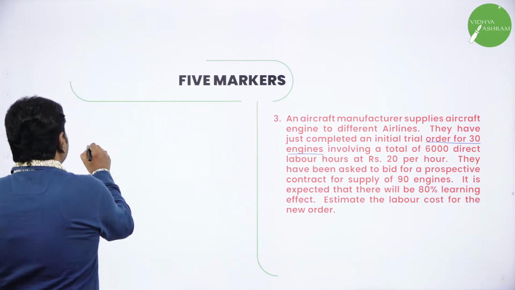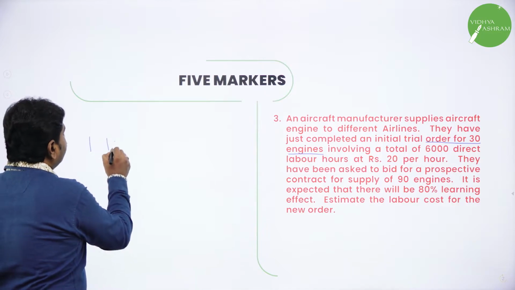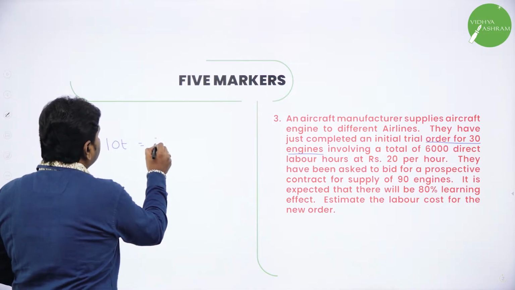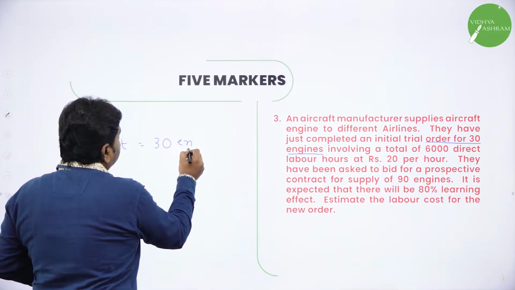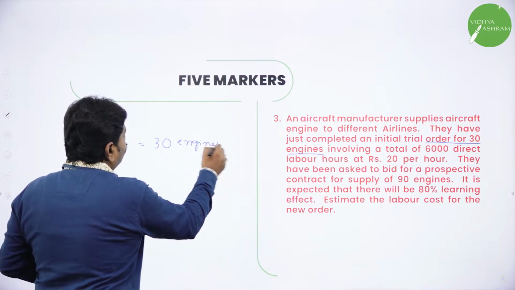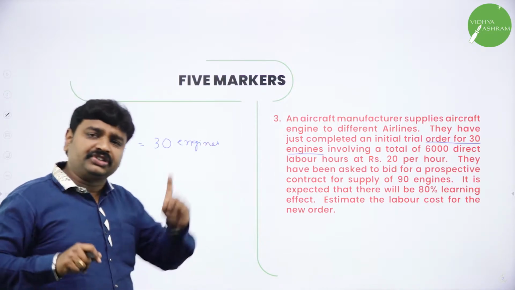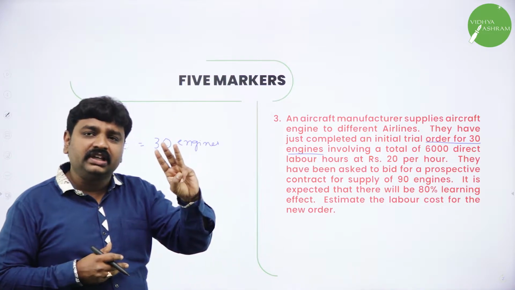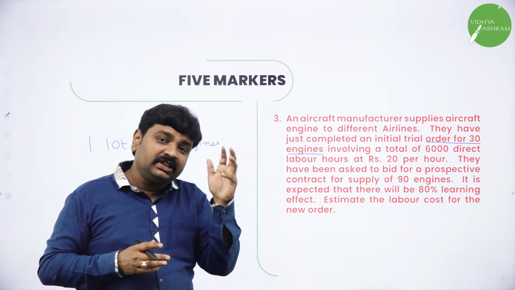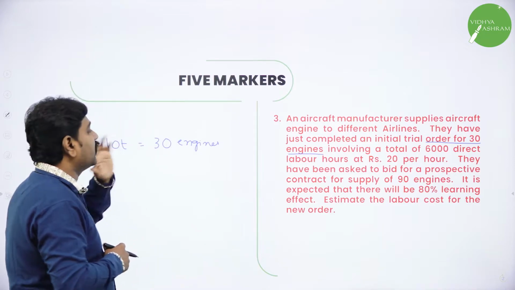So in this problem, we'll take one lot, we'll define one lot. One lot is equal to how much? 30 engines. So now this is a type 2, I can say. In type 1, first unit they used to give, but now 30 engines they produced initially. 30 engines what they are producing, we assume it as one lot.